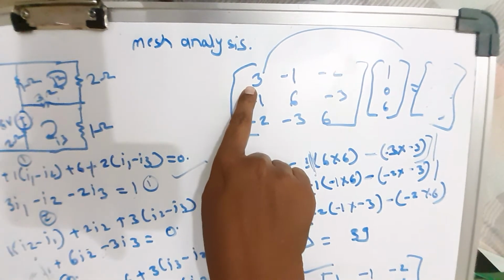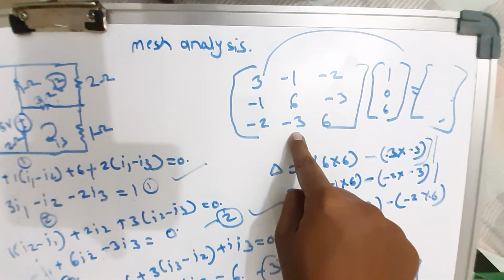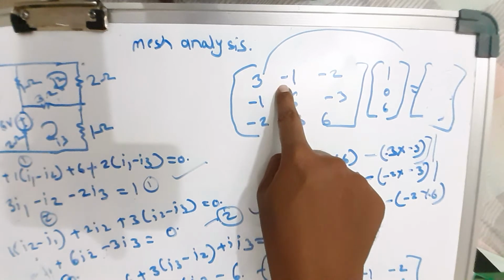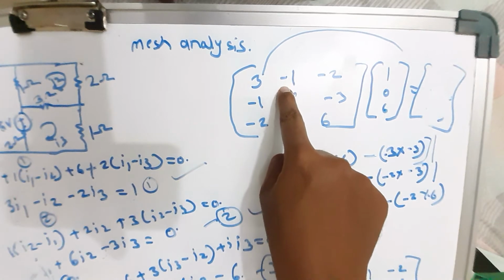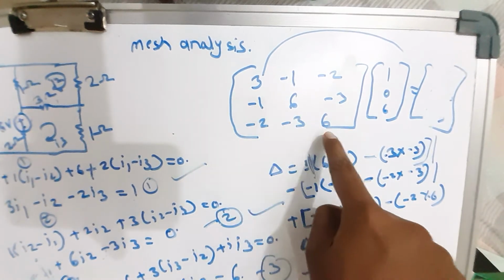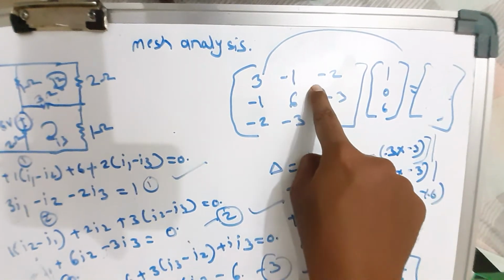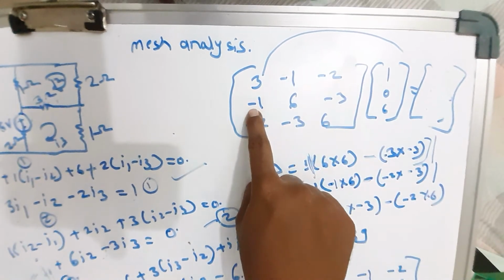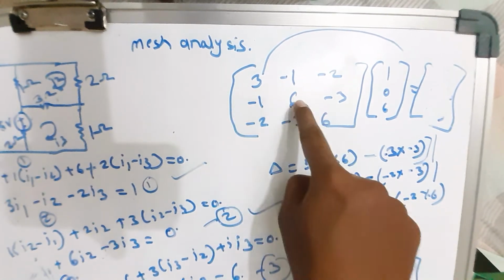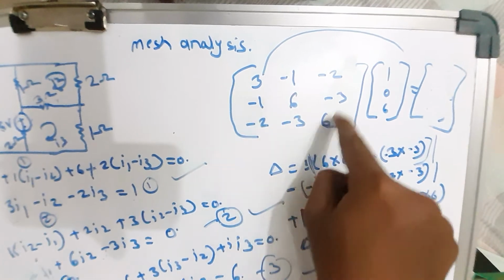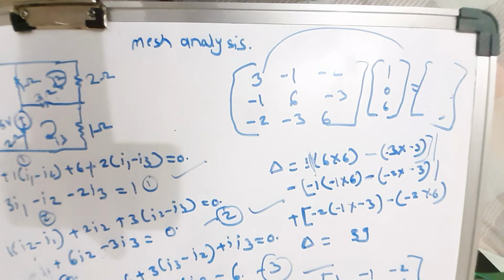So just remember: 3 into (6 into 6 minus minus 3 into minus 3). Similarly, after this it is minus 1 into bracket minus 1 into the cross multiplication, minus 1 into 6 minus minus 3 into minus 2. Similarly plus 2 into bracket, minus 2 into minus 1 into minus 3, 6 into minus 2. Just cross multiply 3 into this and this, minus 1 into this and this, minus 2 into this and this.